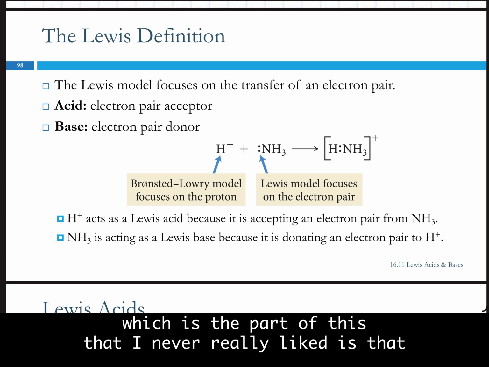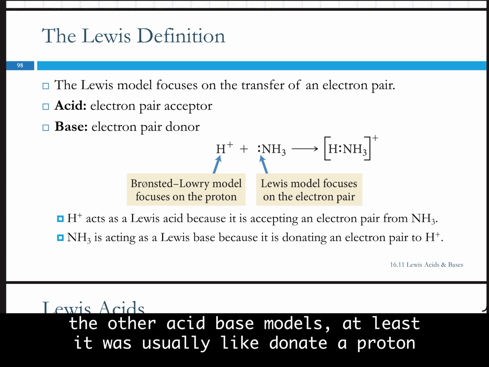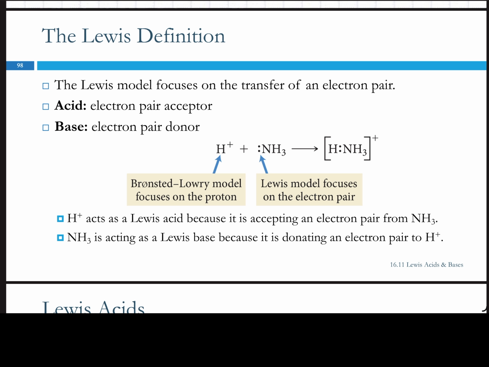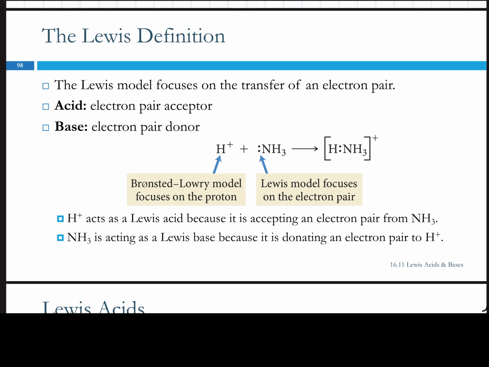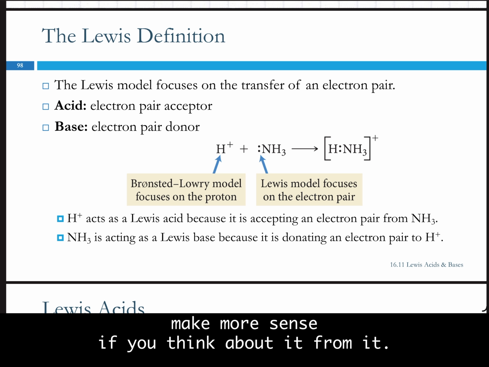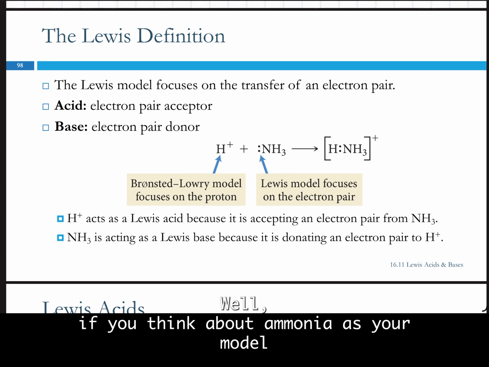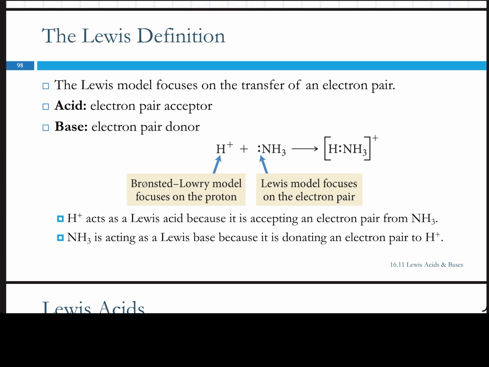Which is the part of this that I never really liked, is that in the other acid-base models, it was usually donate a proton, and that was the acid. But now it's donate an electron pair, and that's a base. The definitions, though, make more sense if you think about ammonia as your model for why this definition works.